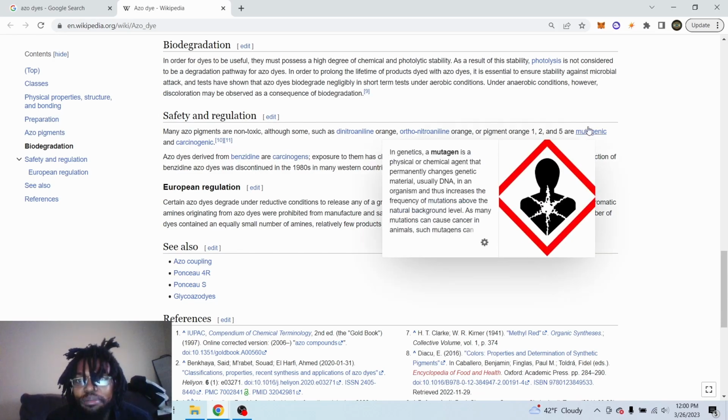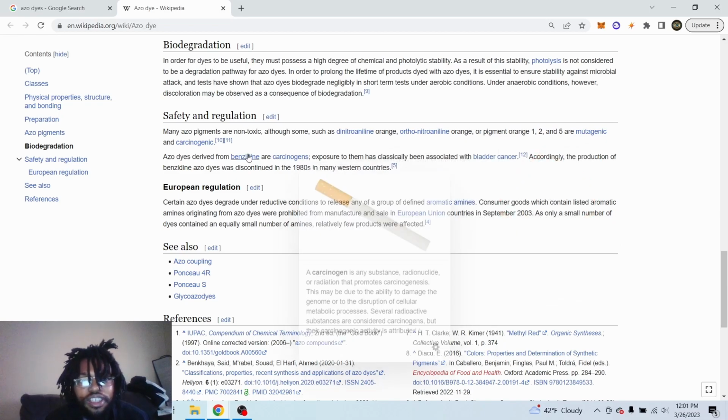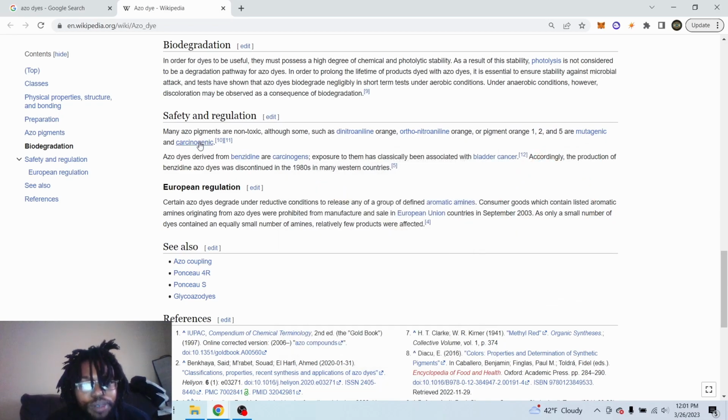In genetics, a mutagen is a physical or chemical agent that permanently changes genetic material, usually DNA, in an organism and thus increases the frequencies of mutations above the natural background level. As many mutations can cause cancer in animals, and then it continues on. That's crazy. Carcinogenic, we already know about that, but let's see it anyway, right?